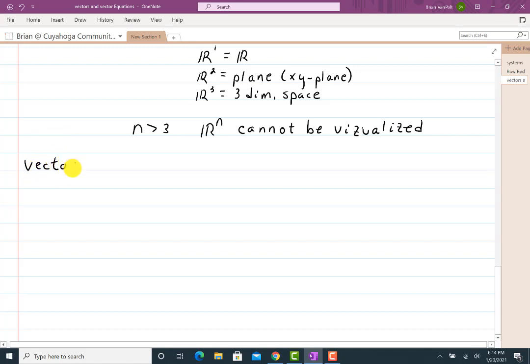For notation, vectors, I'll usually write like this. I'll put an arrow above them.